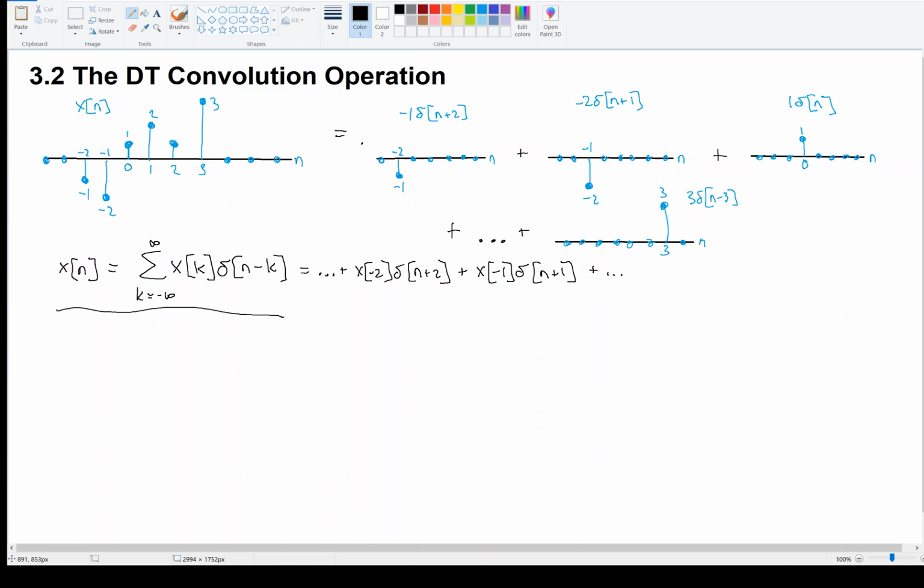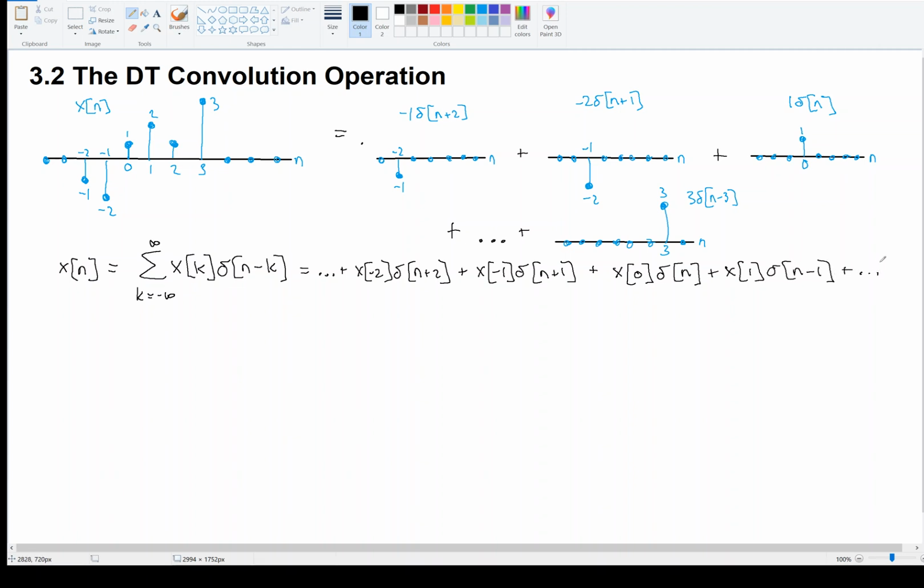And actually, I am going to write out a few more terms here. So let me do that. We would have the x of 0 term, delta of n, plus the x of 1 term, the k equals 1 term, delta of n minus 1, and then so on.